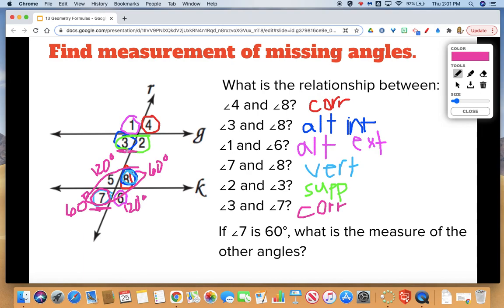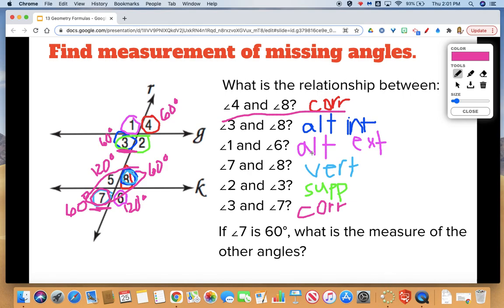I can use my alternate interior or my corresponding relationships. 4 and 8 are corresponding, so they have the same angle measurement. They sit in the same spot. So 4 has to also be 60 degrees. I could say 3 is 60 degrees because it's alternate interior to 8.